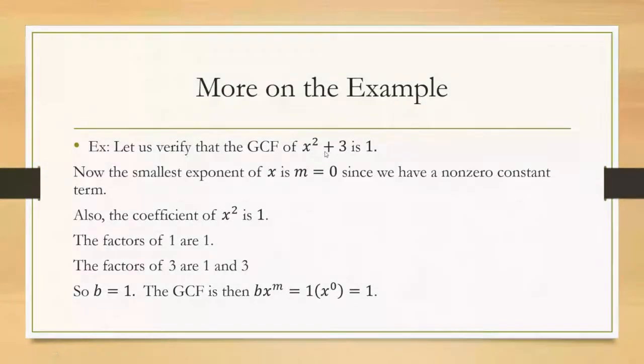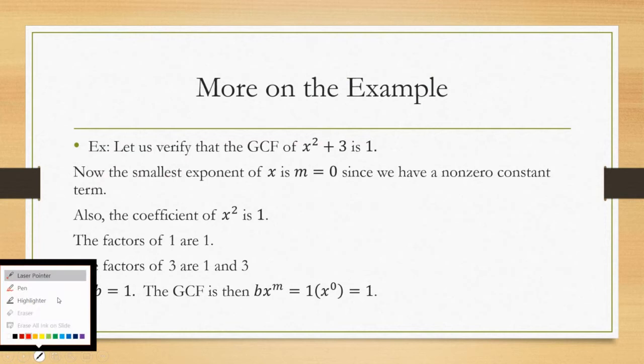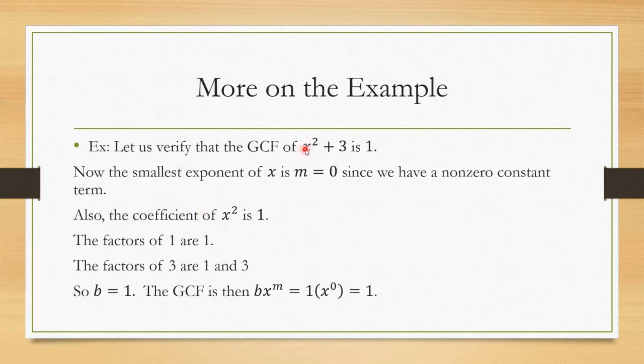Okay, so in that GCF, bx to the m, m is 0. Okay, what about b though? Well, notice that we have 1 here as a coefficient. But what are the factors of 1? Well, the only factor of 1 is 1. What about 3? Well, the only factors of 3 are 1 and 3. So what's the greatest common factor? Well, it's 1. So b has to be 1.